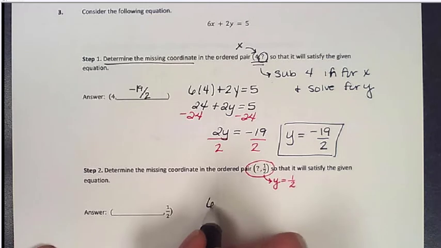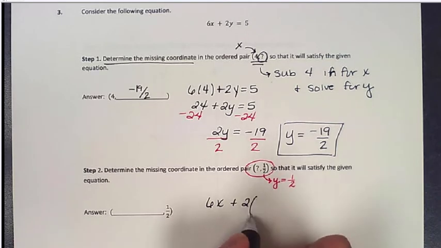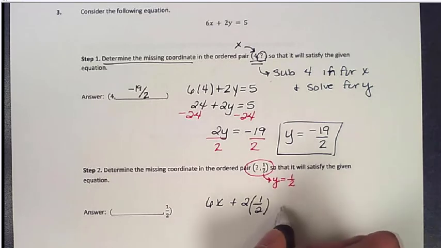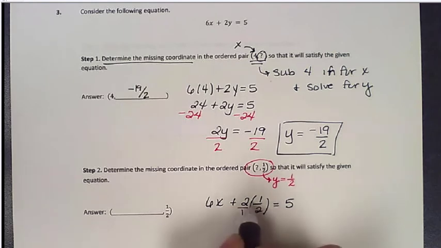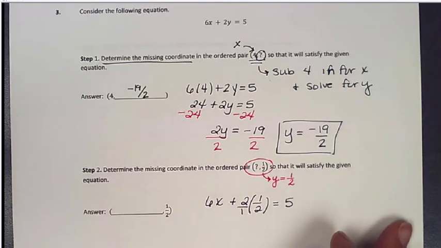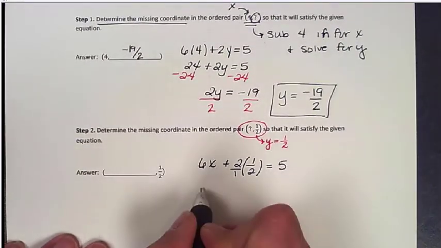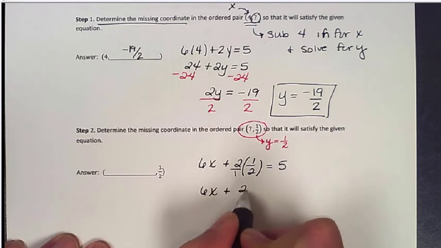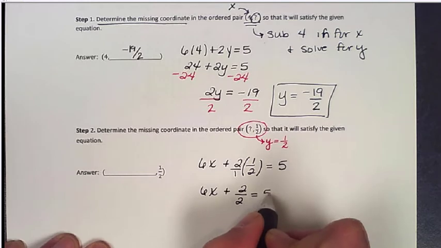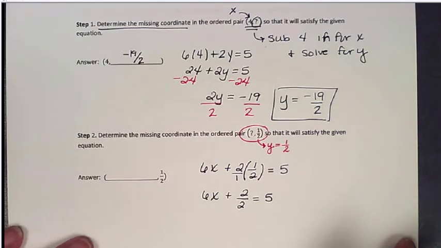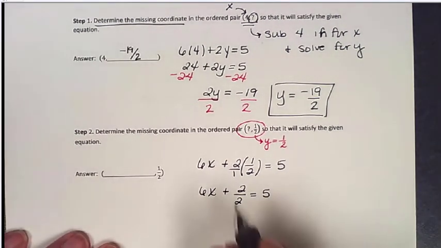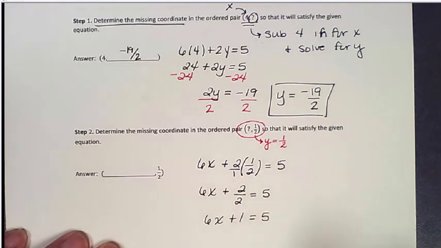So we're going to have 6x plus 2 times 1/2 equals 5. Now remember, when you're multiplying fractions, it is always top times top, bottom times bottom, and if you have a whole number, you can place it over 1 so that it is a fraction just like the other one. So this is going to be 6x plus 2 over 2 equals 5. And we can definitely reduce 2 over 2, and we always want to make sure we have our fractions in their most reduced format before we decide what else we want to do with the problem. So this is actually going to be 6x plus 1 equals 5.